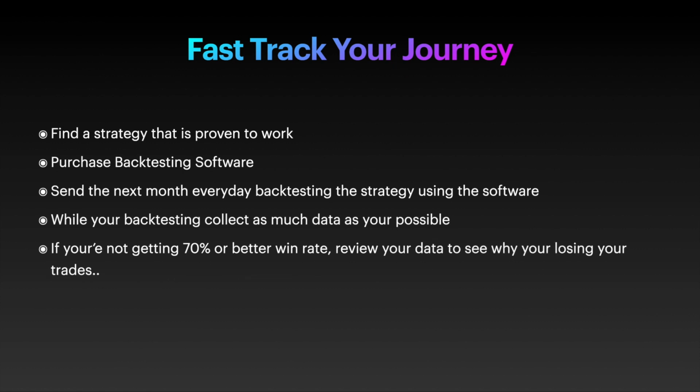So the next thing is, if you're not getting a 70% or better win rate on that strategy, review the data to see why you're losing your trades. Take a look at the data that you've collected. What does it tell you about all the losses? What do they all have in common? Once you find out what all of the losses have in common, you can go ahead and make corrective measures on those losses and then rerun another month of backtesting.